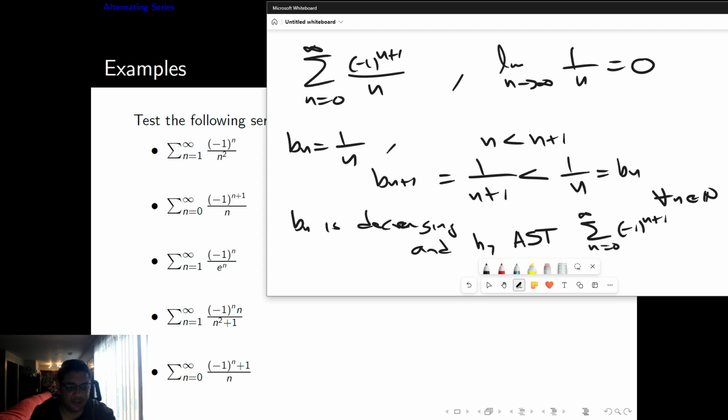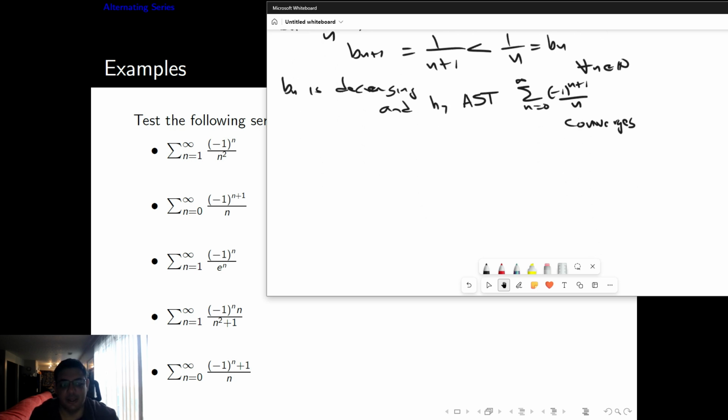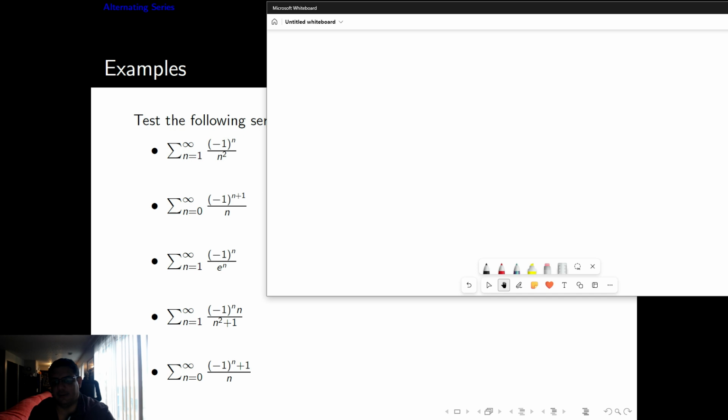Notice that this is the alternating harmonic series, and the alternating harmonic series converges, as opposed to the normal harmonic series, which is not convergent. Okay, so the alternating one does. Let's see one more case here.